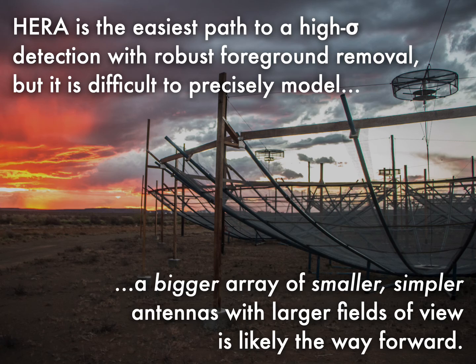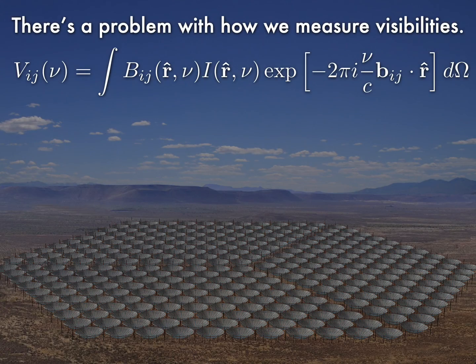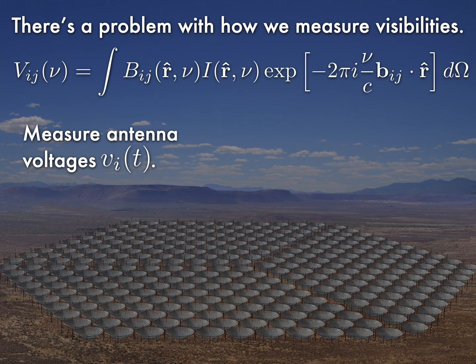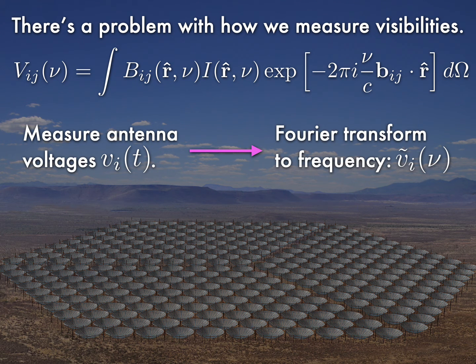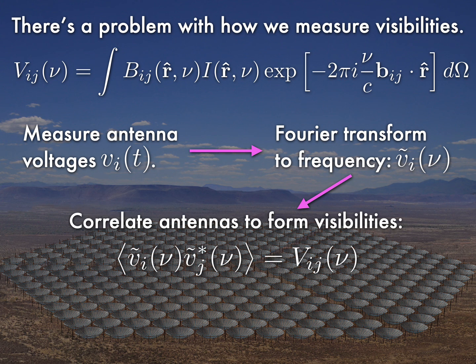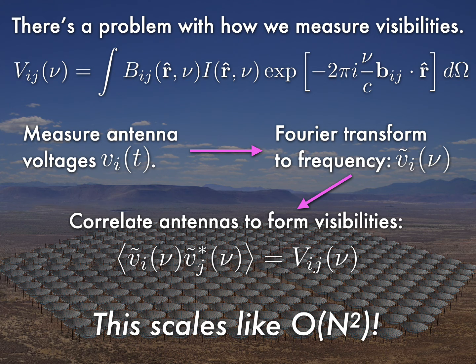And there's a challenge here. The challenge, going back to where we talked about visibilities, is in how we actually measure our visibility. So I mentioned visibilities are measured with every pair of antennas. What we do is we measure the voltage at each antenna, we Fourier transform that in time, and then we cross-correlate every pair of antennas to form our visibilities. So we take those Fourier transforms and we average them down. That's the visibility that we're measuring at each point. And unfortunately, this scales like O(n^2). So if you double the number of antennas, you're going to need to quadruple the amount of processing. And eventually, the correlator becomes the most expensive part of the telescope.